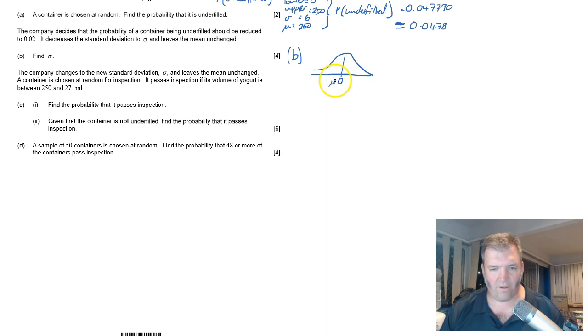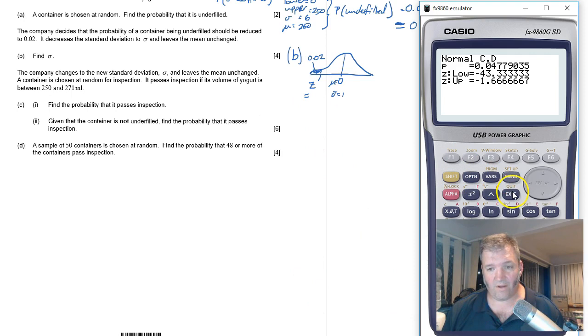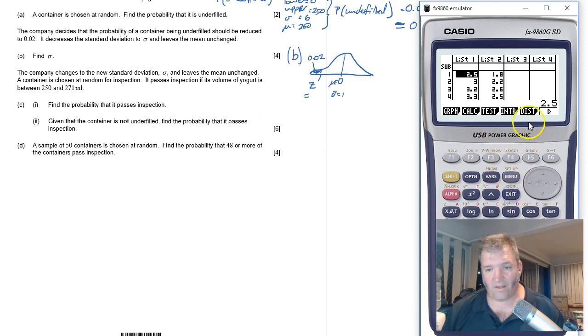Mean of 0, standard deviation equals 1, and we want this area to the left to be 0.02. From here, I can find a z-score. So I'm going to use my calculator to find that z-score right now. So here we go. We're going to exit out to a distribution. This is another normal distribution question.